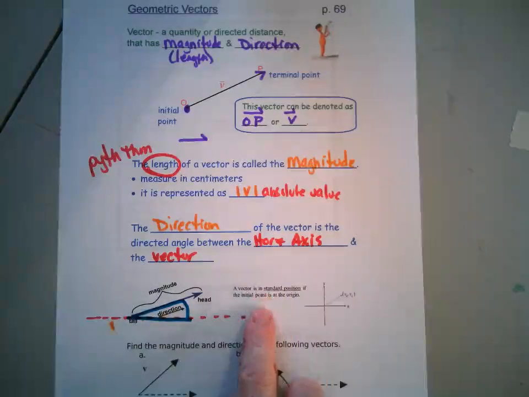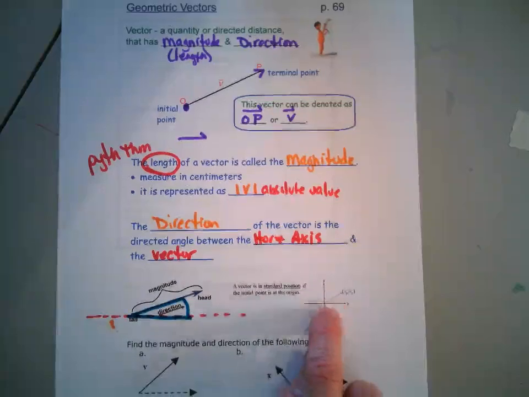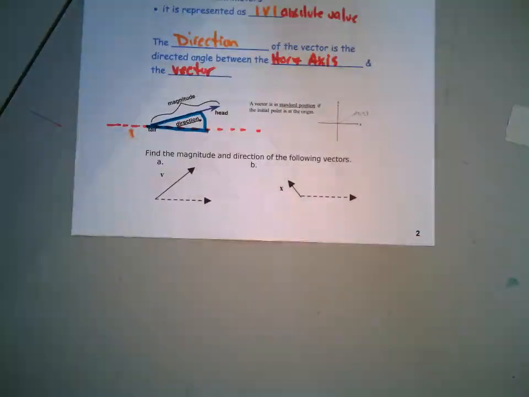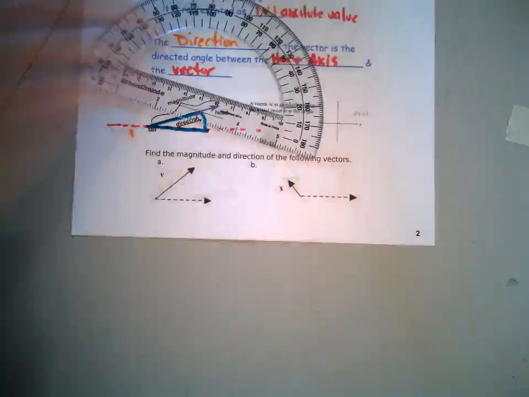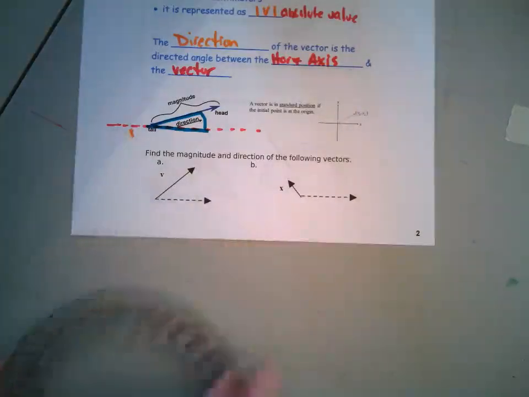A vector in standard position will have its initial point at the origin, as we have started every single angle in our trigonometry units. Okay. Just to show you how to measure to get the length and direction, I'm going to use a protractor to measure both its length and its angle measure from the horizontal.